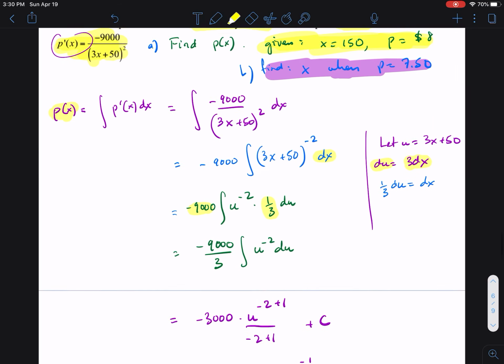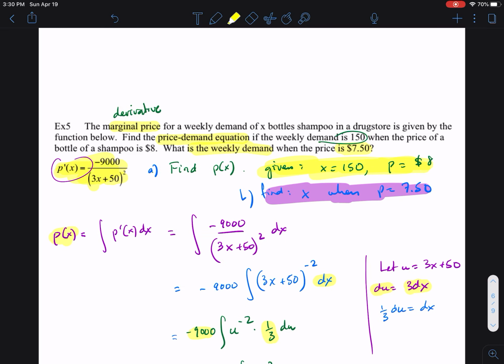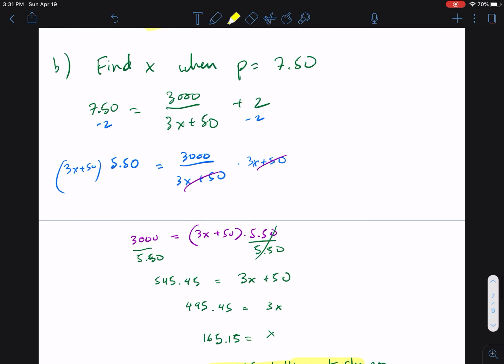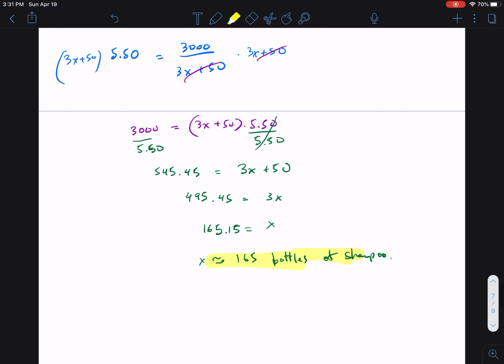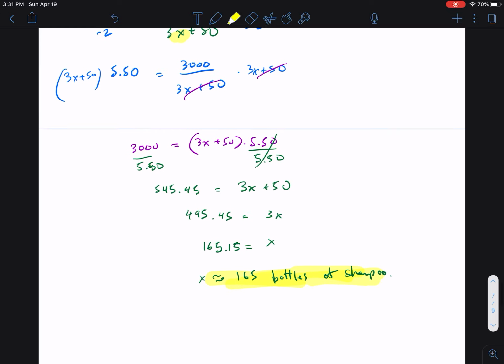And then part B is asking, if we have the price demand equation, which tells us the relationship between X and P, what happens when P is $7.50? Can we find X? The answer is yes. We plug in 7.50 for P. The algebra is a little bit messy, but it's not anything complicated. We plug this in and solve for X. So we just trace through the steps here and then solve for X. And then X is the number of bottles of shampoo, so we want to round that to the nearest whole number. All right.